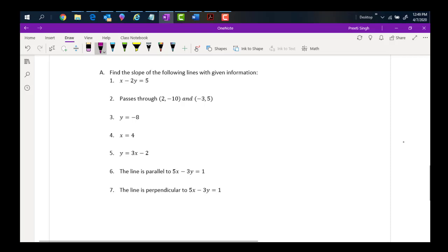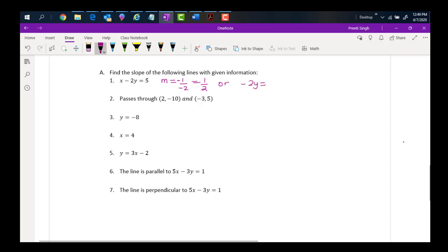The first one, write the slope of this. Now you can change this to the slope intercept form by solving for y, or you can simply write m in this case as the coefficient of x, which is 1, divided by the coefficient of y, which is -2, and a negative a over b. So this comes out to be 1/2. If I solve for y, what do I get? Let's look at the other way.